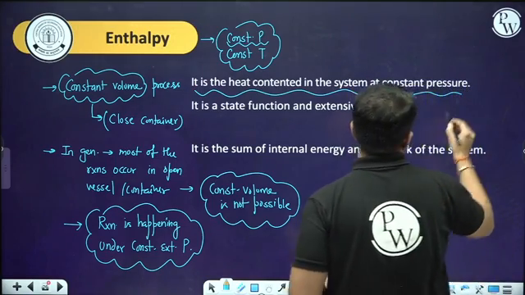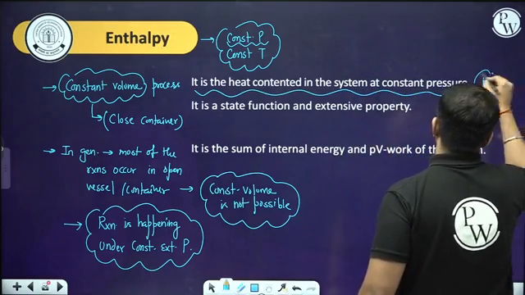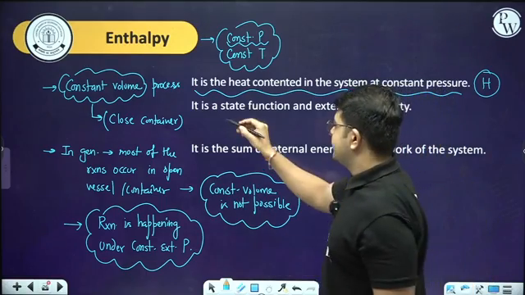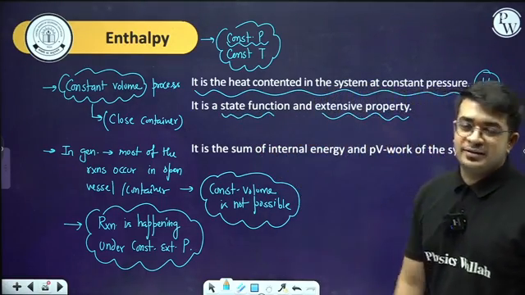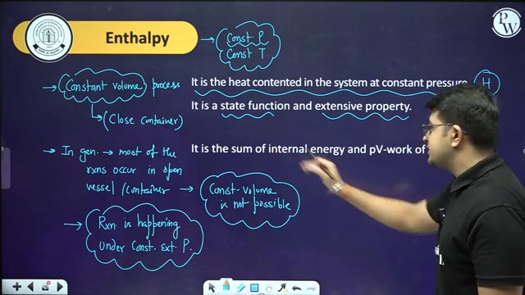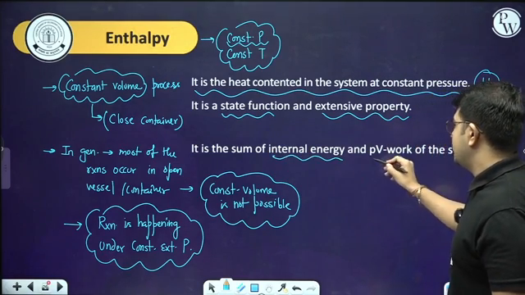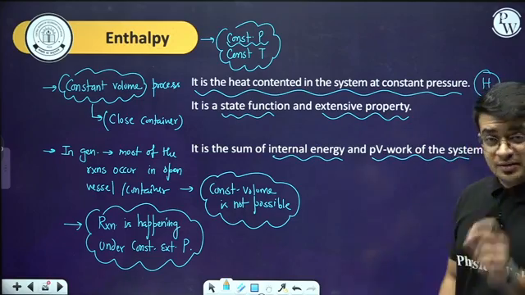It is represented by the symbol H. Again, it's a state function definitely, and it is an extensive property. Now it is the sum of the internal energy and the PV work done of the system. This is the most important part.